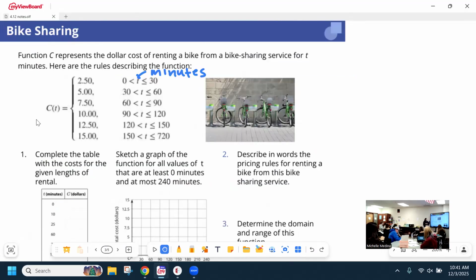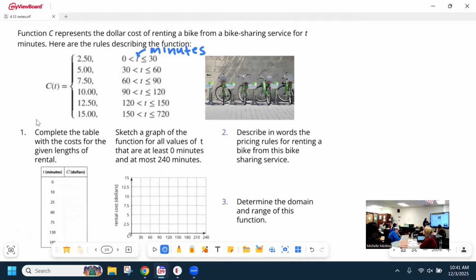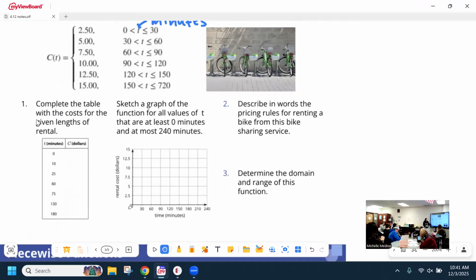All right, and I know we started completing the table. Let's start from the beginning. If I am riding the bike for 0 minutes, how much does it cost me? $0. Because, I mean, if you're not using it at all, then.